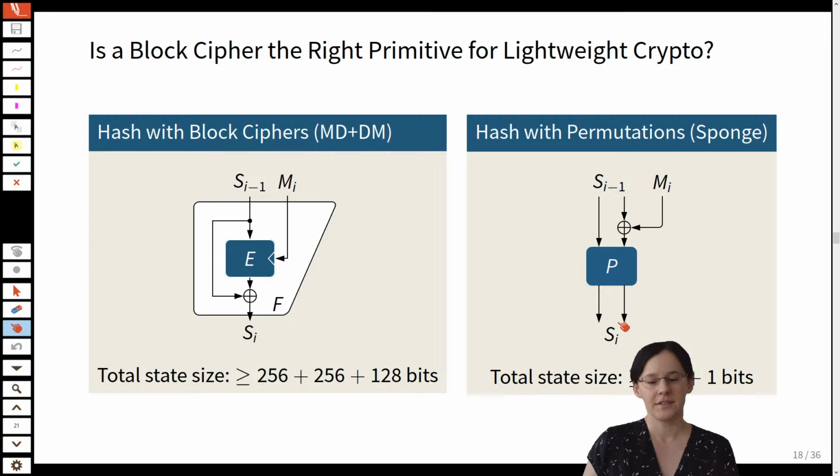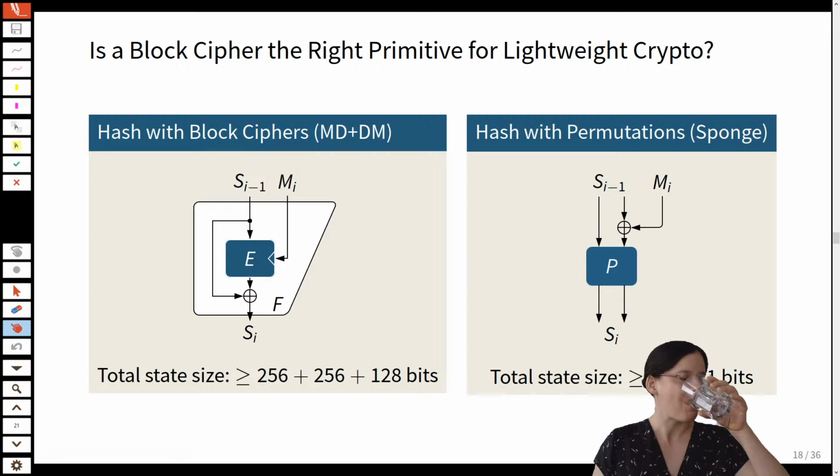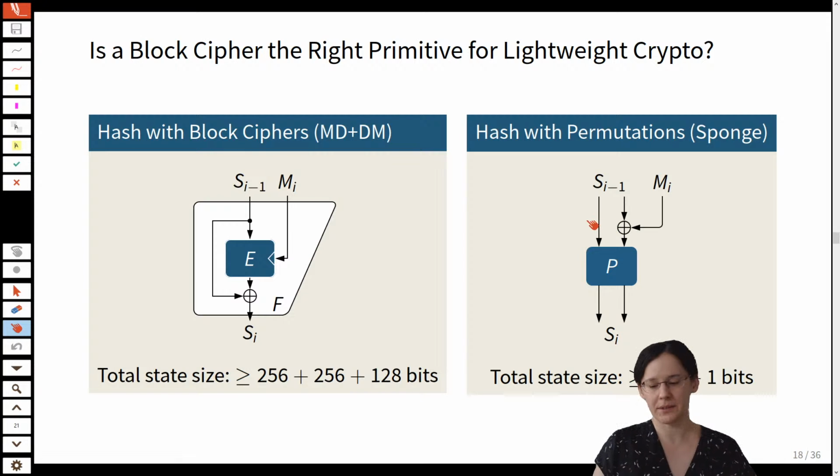Now, how large does this state have to be? Of course, the state here needs to be at least 256 bits large to protect against collisions. More specifically, this inner part of the state needs to be at least 256. But the good news is that the part where you XOR the message in can be as small as you like, essentially. So, for example, you could just have the 1-bit outer part here.